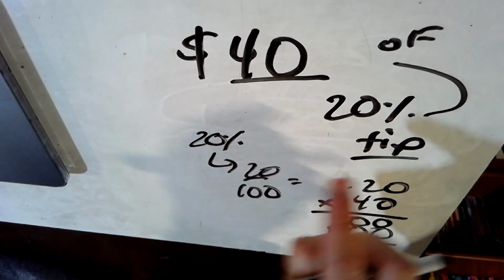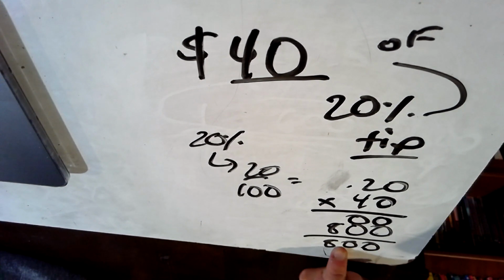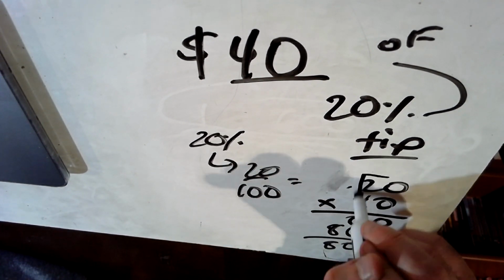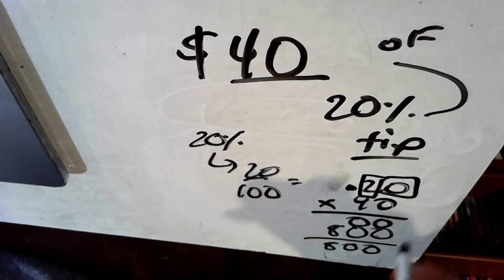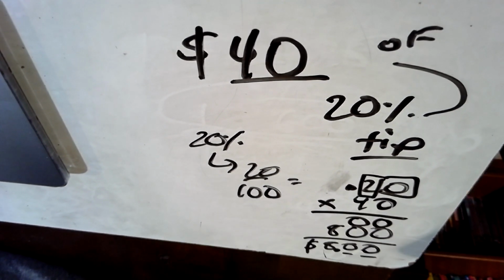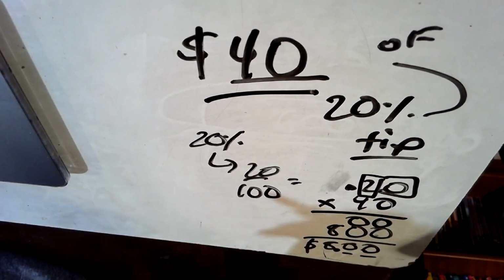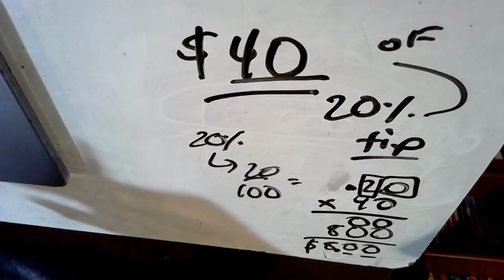And 20% is less than half. Half of 40 is 20. 20% would have to be less than half. So maybe it would be $8. That makes the most sense, that the decimal should go there. And let's find out. There are 2 digits behind the decimal in the question, so there have to be 2 digits behind the decimal in the answer. And the answer, I'm giving an $8 tip. So dinner was $40, I'm giving an $8 tip. So altogether, I have to pay $48.